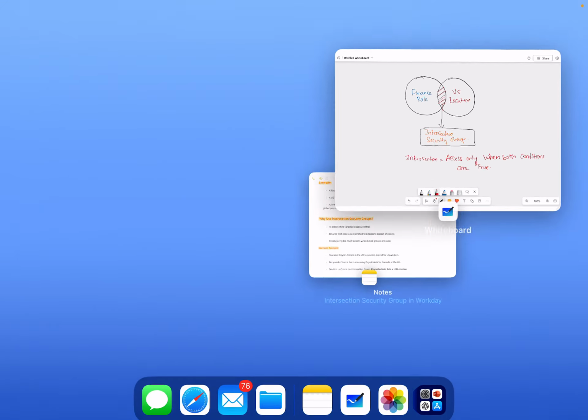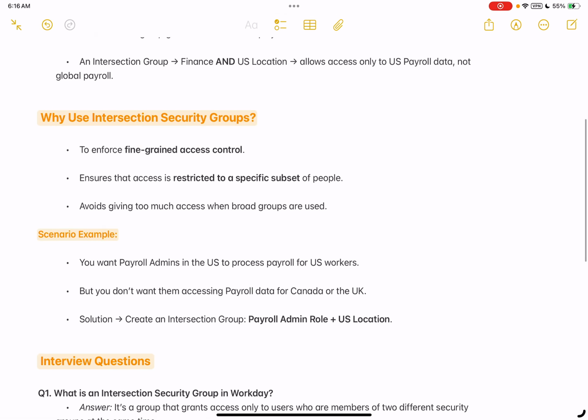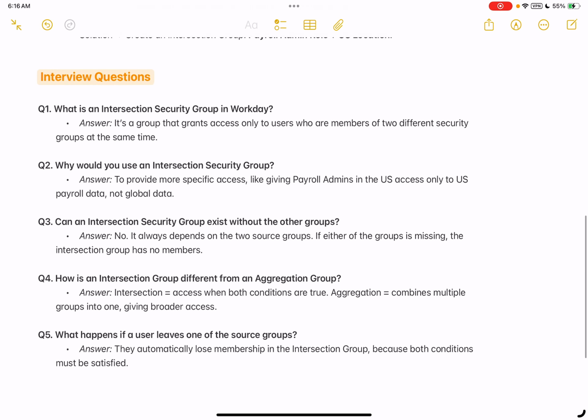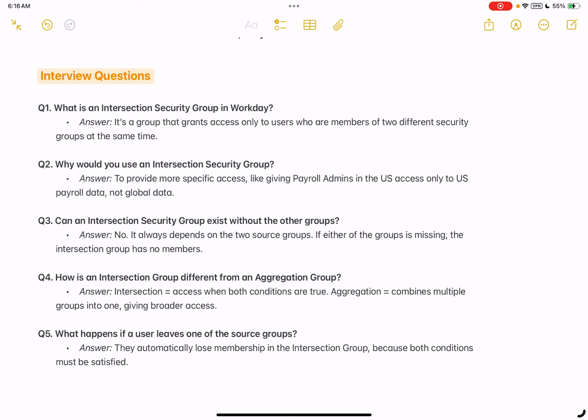Let's see what the interview questions are. What is an intersection security group in Workday? It's a group that grants access only to users who are members of two different security groups at the same time. Why would you use an intersection security group? To provide more specific access, like giving payroll admins in the US access only to US payroll data, not global data.